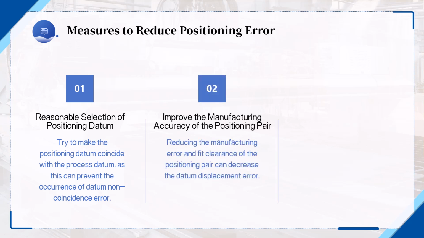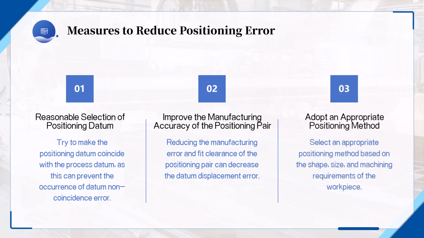2. Improve the manufacturing accuracy of the positioning pair. Reducing the manufacturing error and fit clearance of the positioning pair can lower the datum displacement error. For instance, by enhancing the manufacturing precision of the V block and reducing the fit clearance between it and the cylindrical surface, the datum displacement error during the positioning of the cylindrical surface on the V block can be minimized.